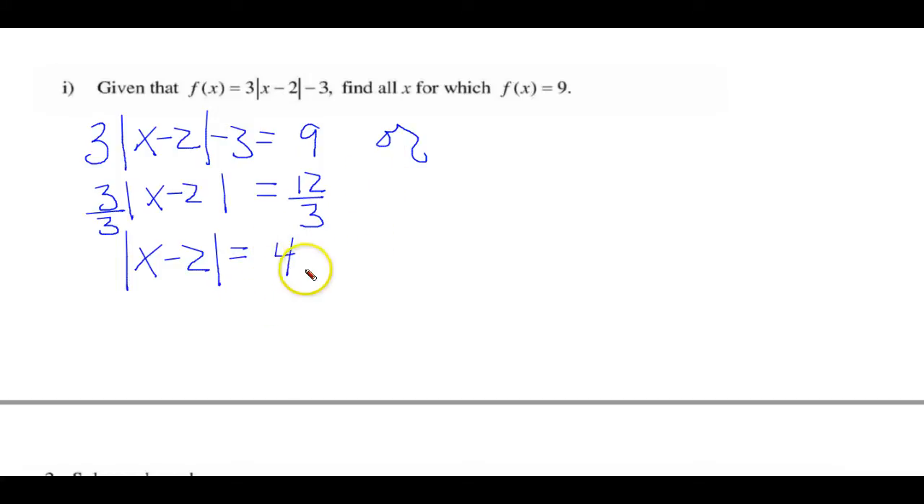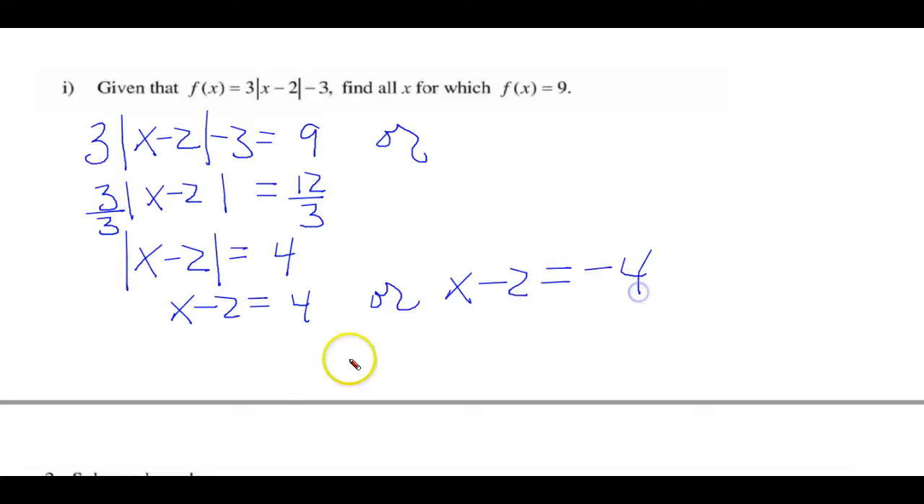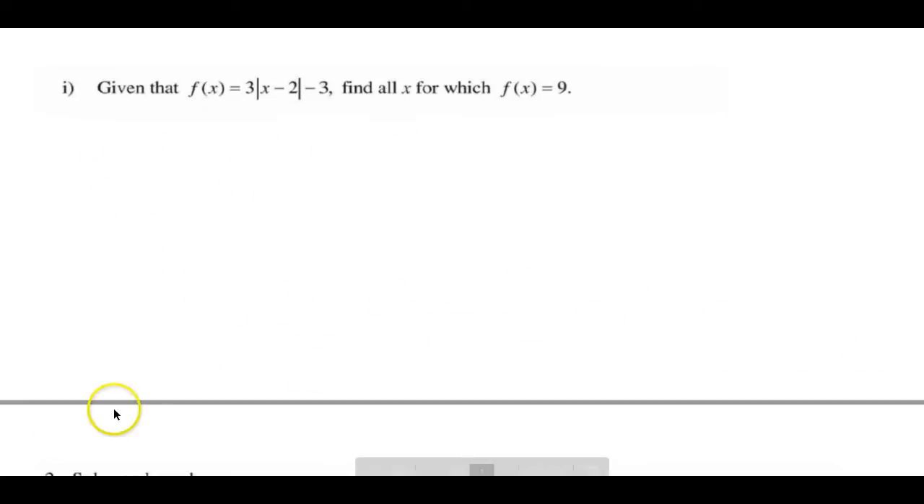Now we do the OR. So it would be x minus 2 equals 4, or x minus 2 equals a negative 4. So here x equals 6. Here x equals a negative 2. So far, not too bad. All right, let's go on.